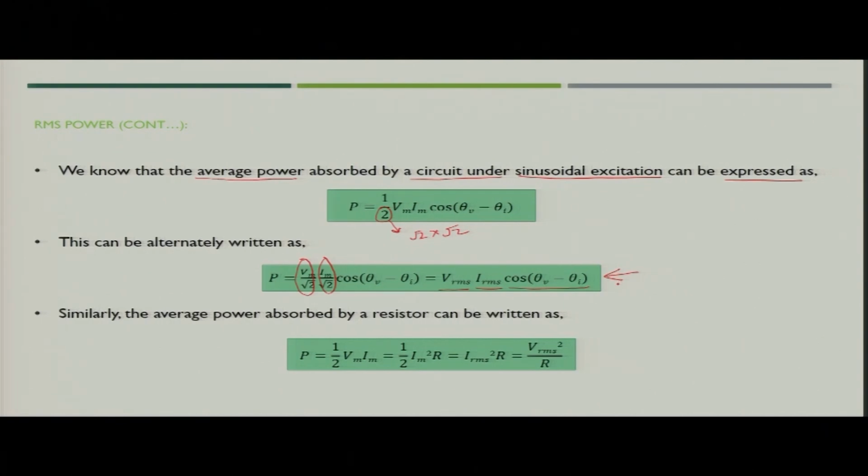If the circuit element is purely resistive, it means that theta I will be equal to theta V, because the current and voltage phasors will be in phase. In that case theta V minus theta I becomes 0, and finally the average power absorbed by the resistor would be 1 by 2 Vm Im, which can be written as Irms squared R or Vrms squared by R.